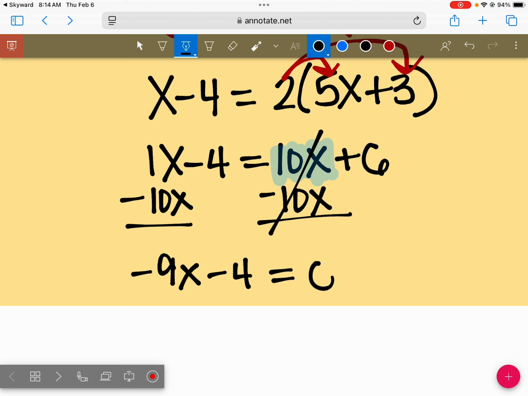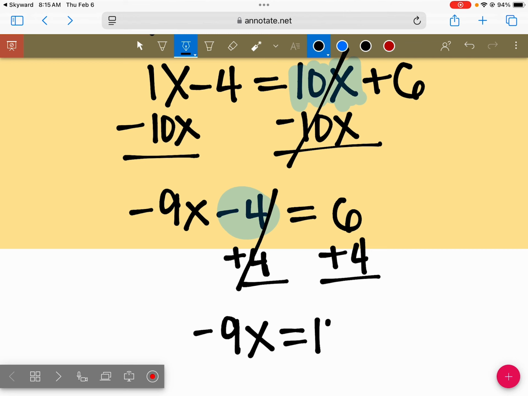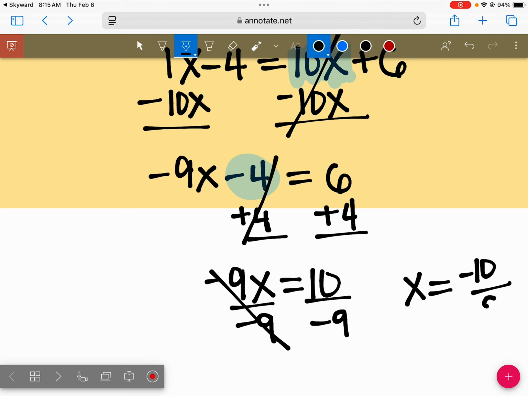So now I'm bringing down everything else. So now we need to bring that negative 4 to the right. And it's being subtracted, so we're going to add. So negative 9x equals 10. And then my last step would be to divide both sides by negative 9. So I'm going to just leave our answer as a fraction. But our answer would be negative 10 over 9, or even 10 over negative 9.